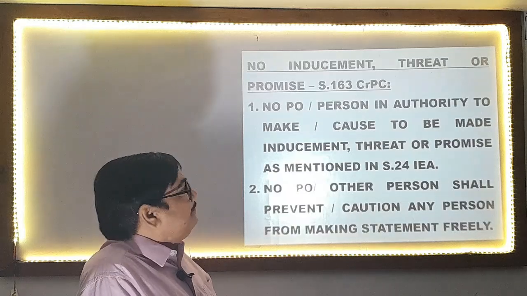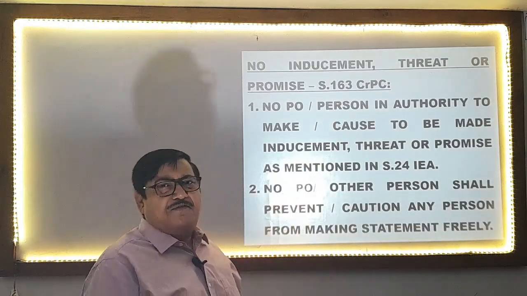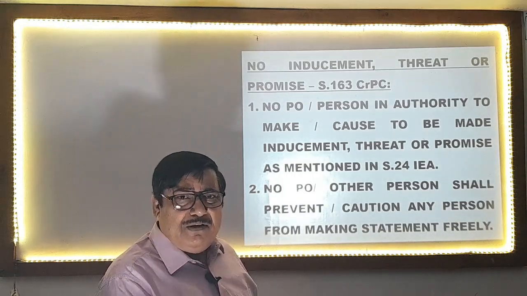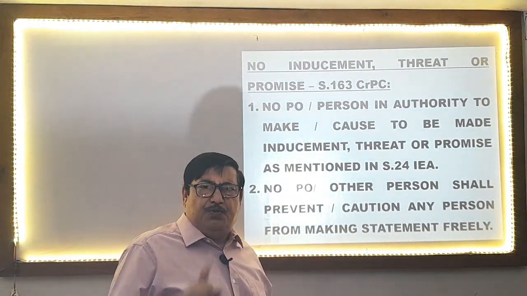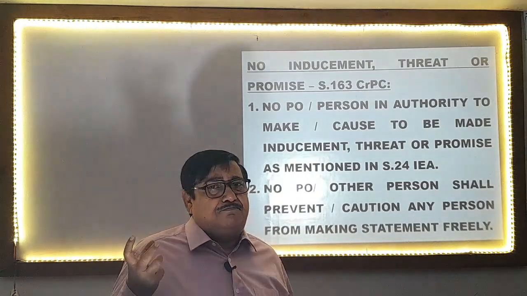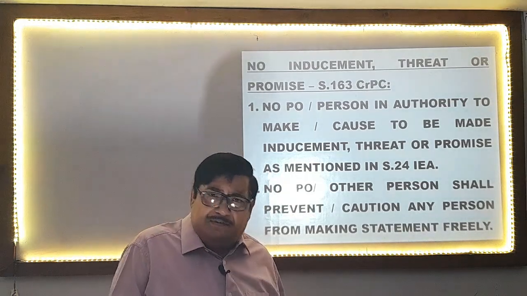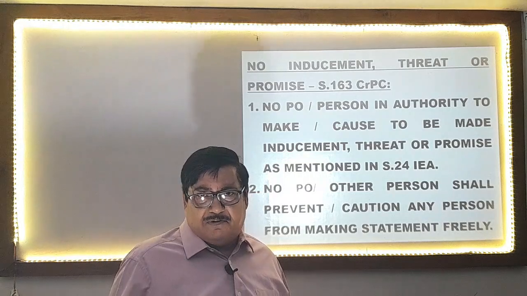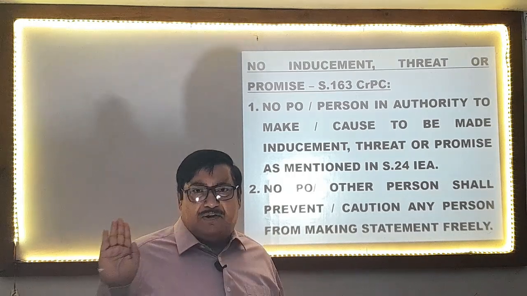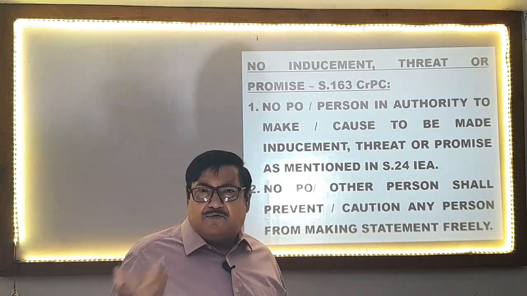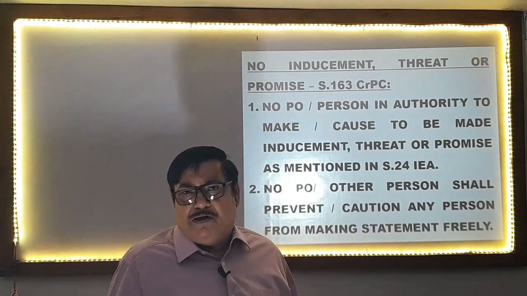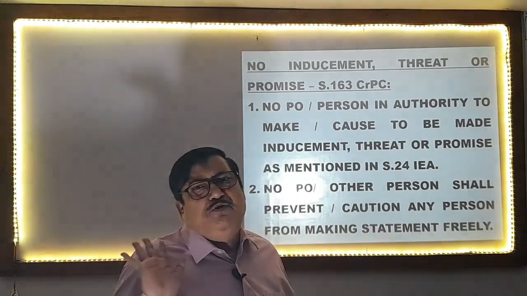Now the third section, 163. Very simple. A person not willing to make an oral statement is not to be compelled. No inducement, threat, or promise should be employed to extort a statement from him. Let him be a free agent. Secondly, suppose I am eager to make a statement, I am willing to make a statement, don't discourage me, don't caution me, don't dissuade me from making the statement. Let me be a free agent. If I want to make a statement, I should be allowed. If I don't want to make a statement, I should not be compelled.